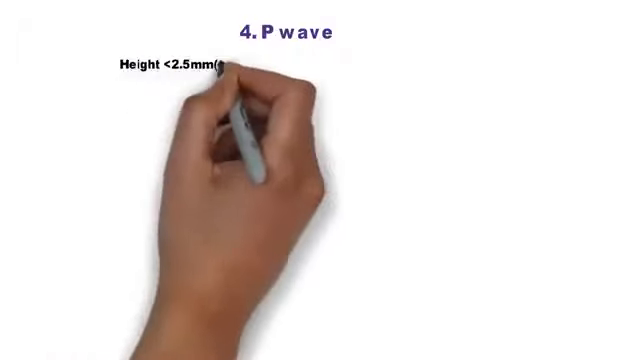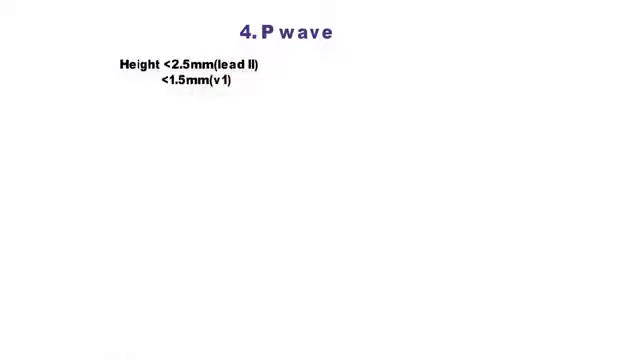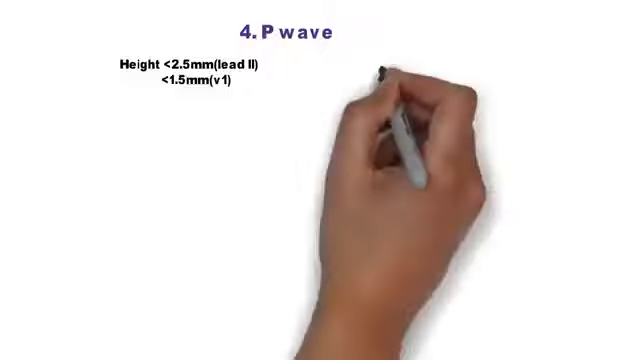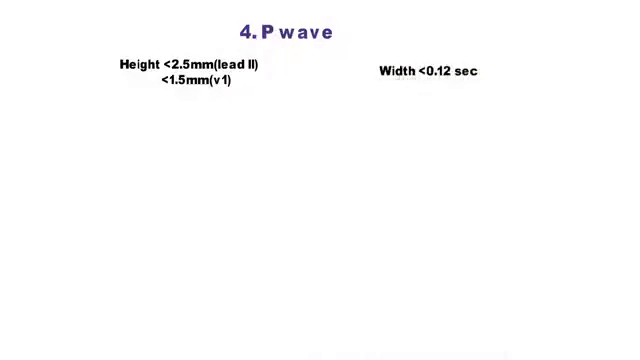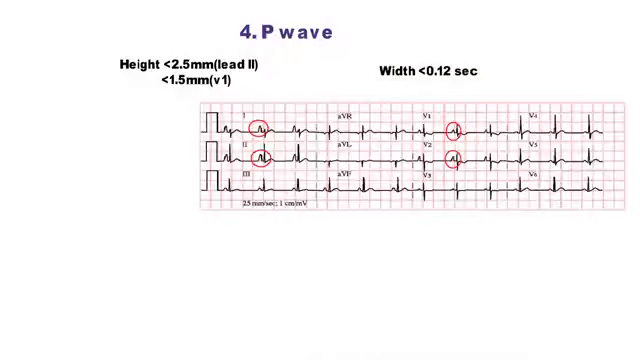So first of all, see whether P wave is present or not. If present, see the morphology. For P wave morphology, we'll look at lead 2 and V1. Height of normal P wave is less than 2.5 mm in limb leads and less than 1.5 mm in precordial leads, and the width should be less than 0.12 seconds.